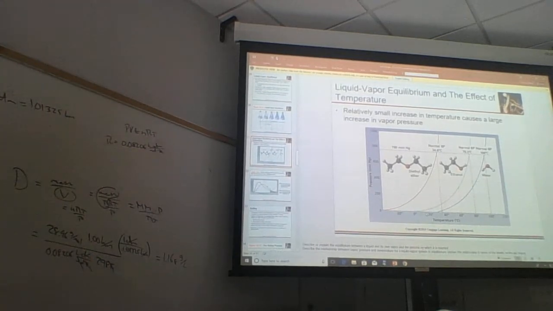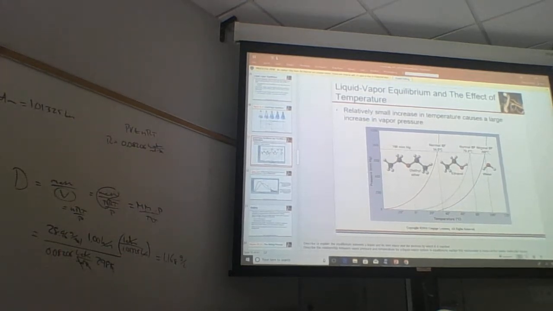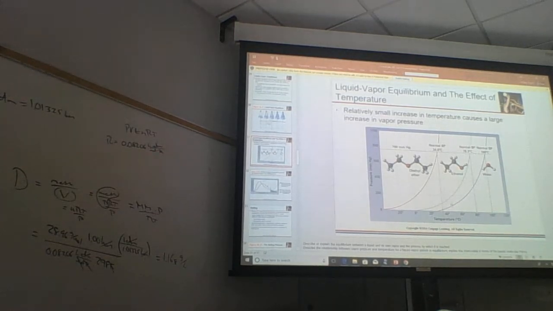And so we need some kind of fixed reference point. The fixed reference point is the normal boiling point, but the boiling point can be anywhere along the line here. The water.